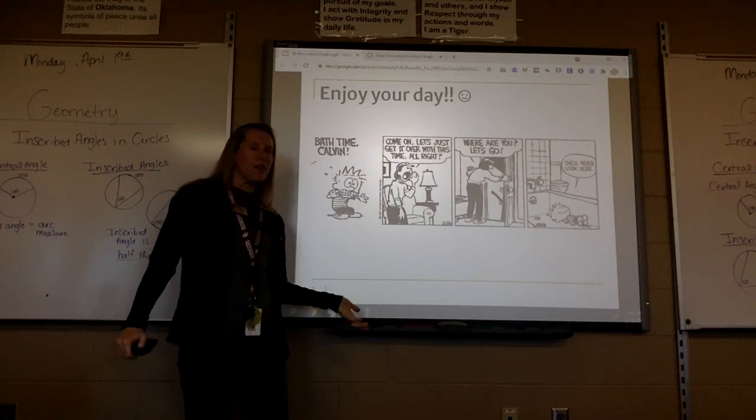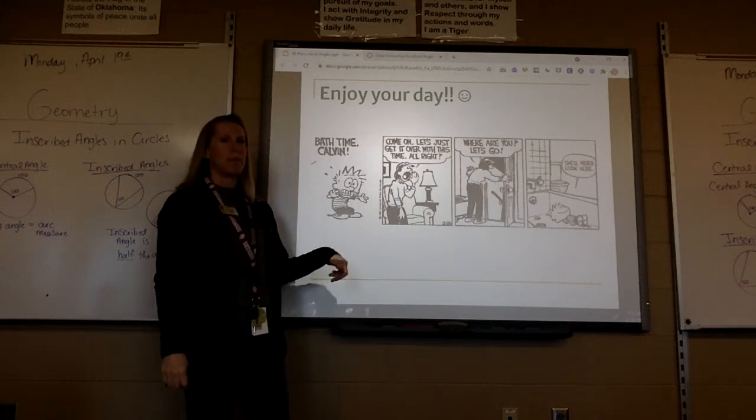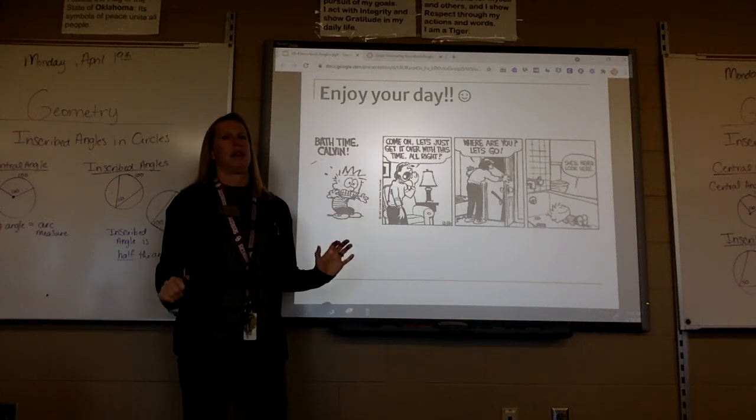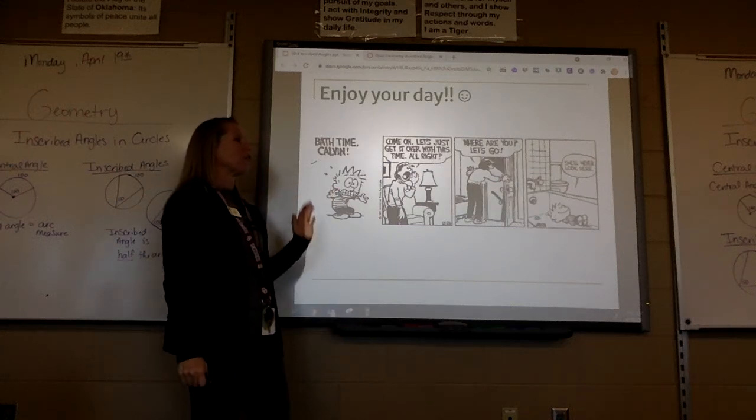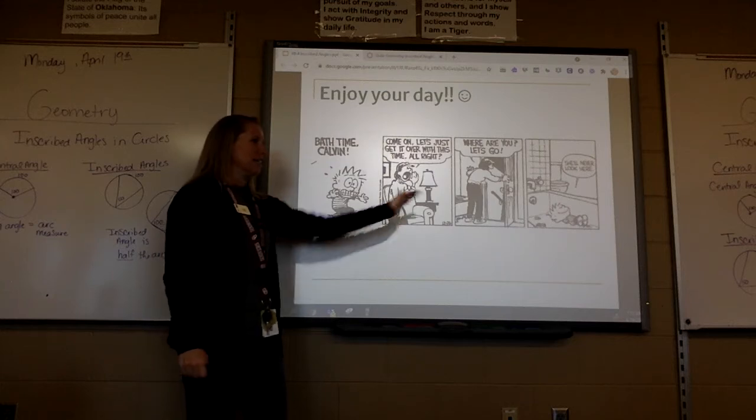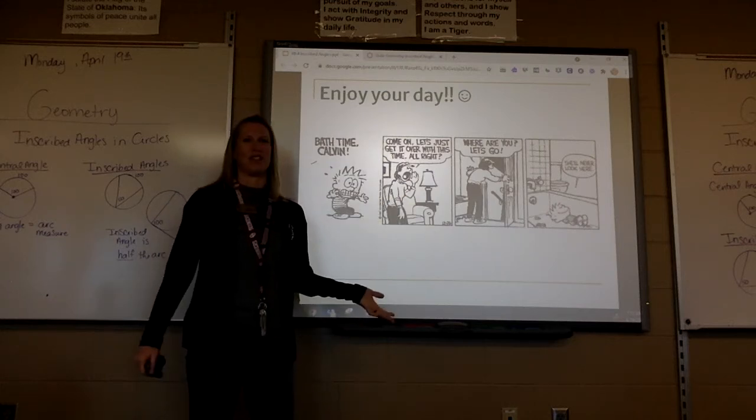So this is a Calvin and Hobbes. So Calvin's mom is like, bath time, and he hates baths. So she's like, come on, let's just get it over with this time. She's looking around the whole house for him, and he's hiding in the bathtub because he's like, she'll never look here.